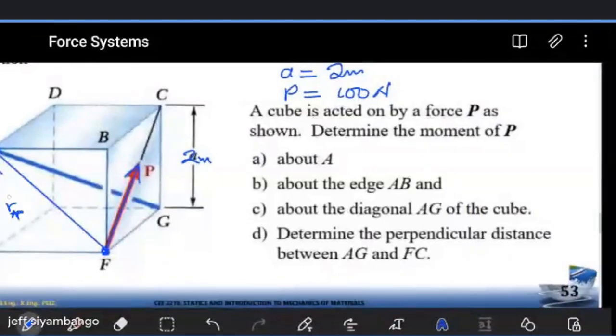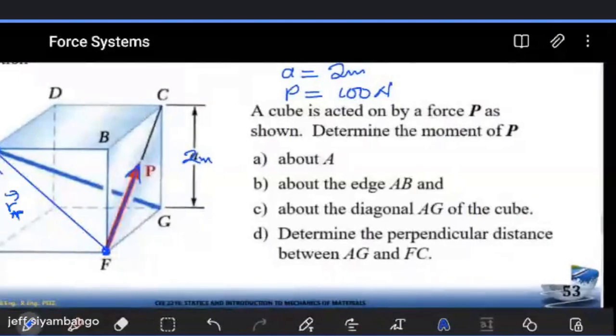So do you see that we don't necessarily have to change the position of the force F or the force P? All we need is the position vector running from the point about which our moment is being evaluated to any point along the line of action of our force. So in this case, the position vector will run from A to F, and the force P will remain rooted at point F.